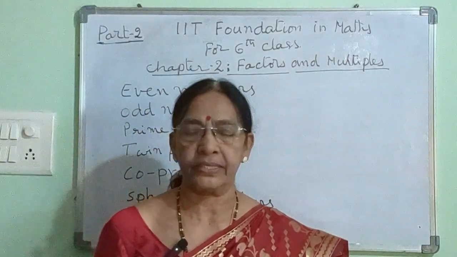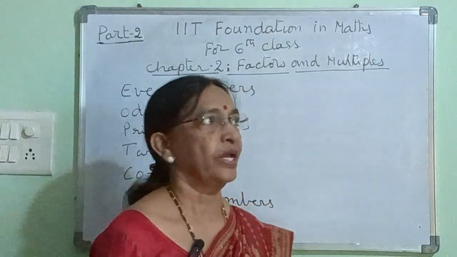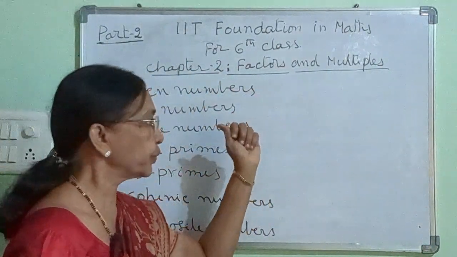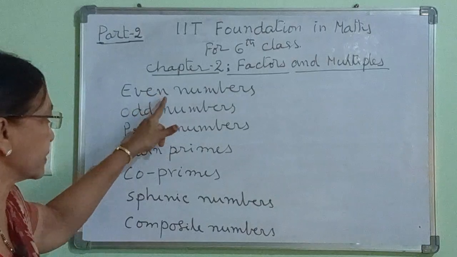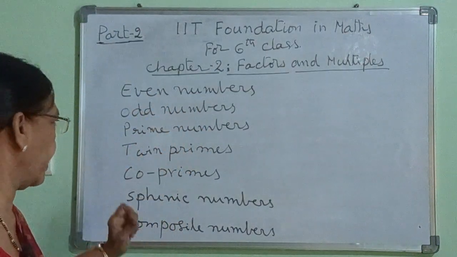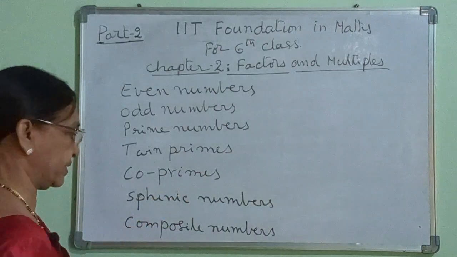Welcome to my maths class, IIT Foundation for 6th class students. Second chapter, Factors and Multiples. Today I will explain the terms even numbers, odd numbers, prime numbers, composite numbers, twin primes, co-primes, sphenic numbers, etc.